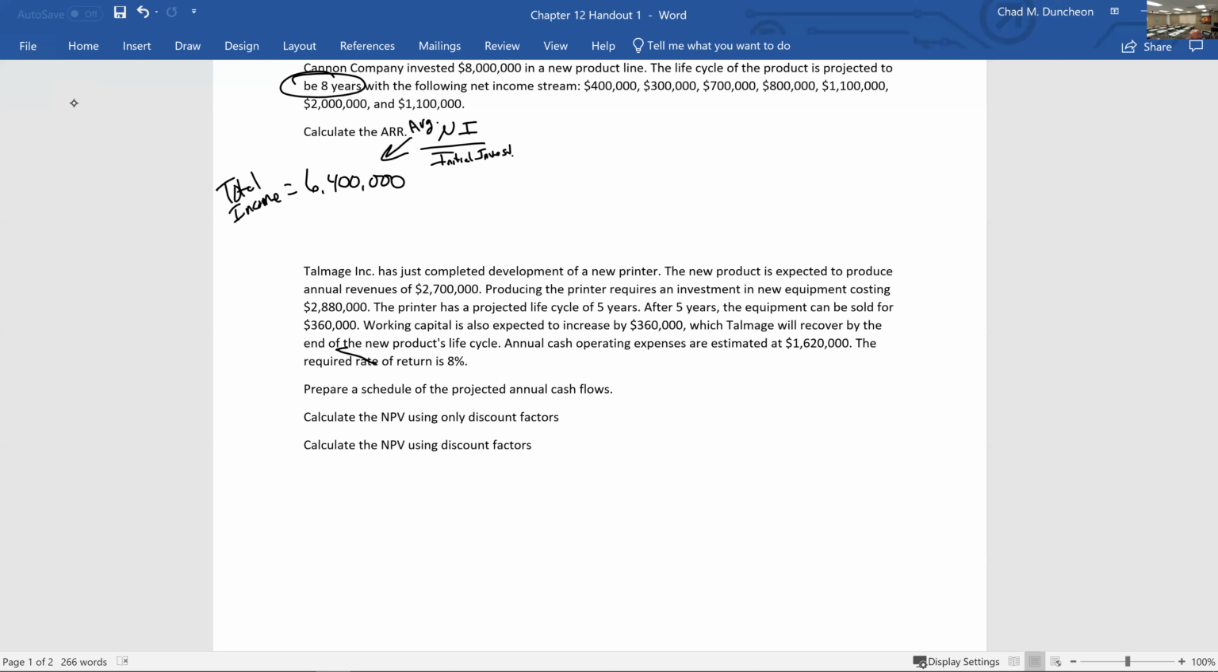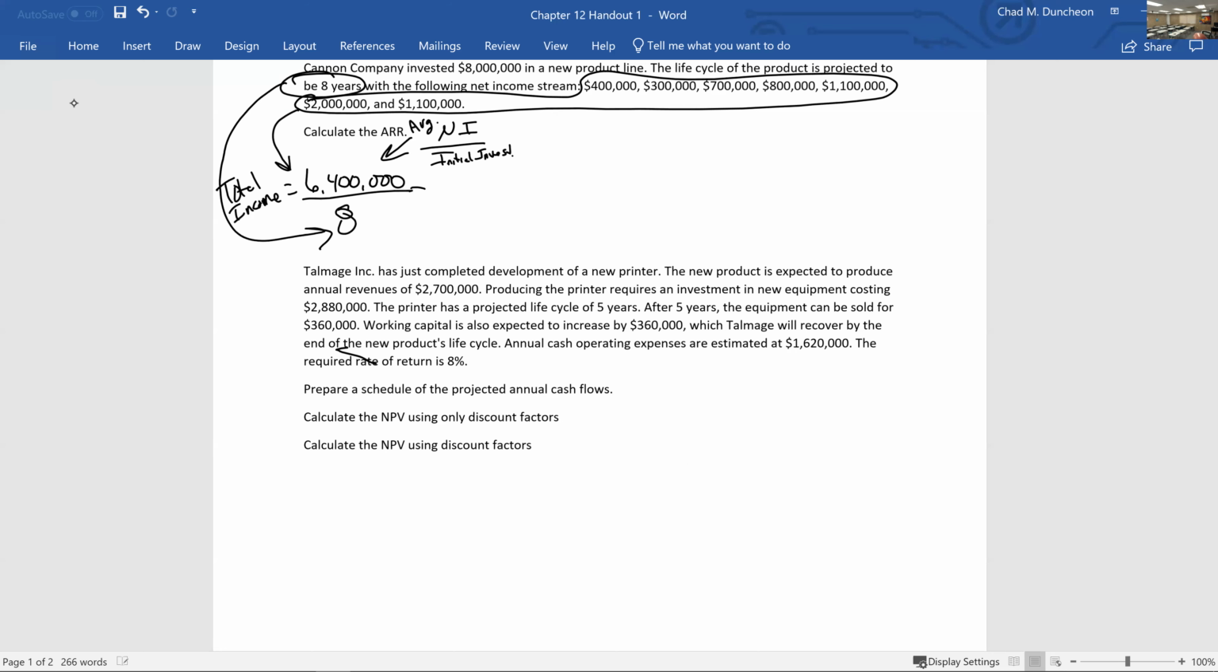So when I add up these 7 amounts right here, that's where I get our total income of 6,400,000 divided by that 8 years, making our average net income 800,000.